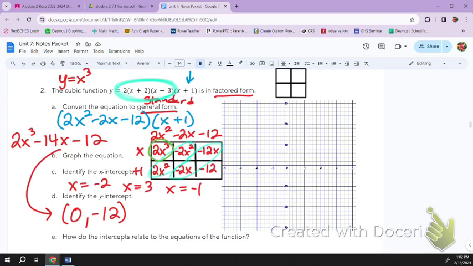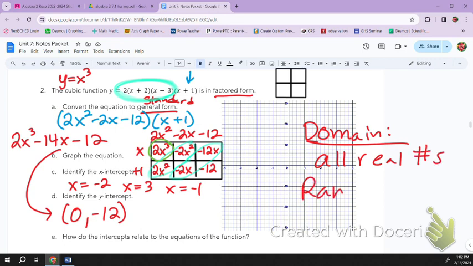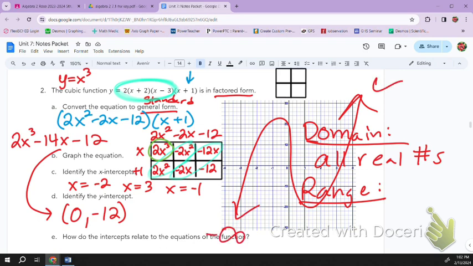Okay. Gavin asked a great question. What's the domain of this graph? All real numbers. What's the range? I don't know. It's going like this, right? Yeah, all the numbers. It's all real numbers. It's going from negative infinity to positive infinity.